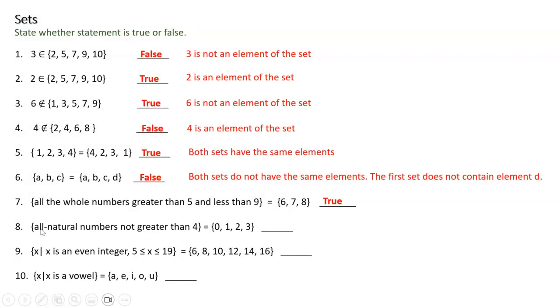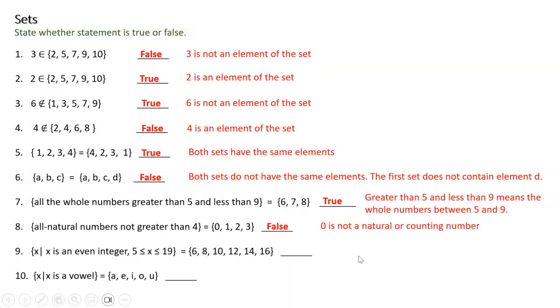Now, number 8. All natural numbers not greater than 4 equals the set of 0, 1, 2, and 3. Remember what I said on the previous slide. Remember I said that you need to know natural numbers do not have 0. They begin with 1 and go to infinity. So this answer is false because 0 is not a natural number. Okay.